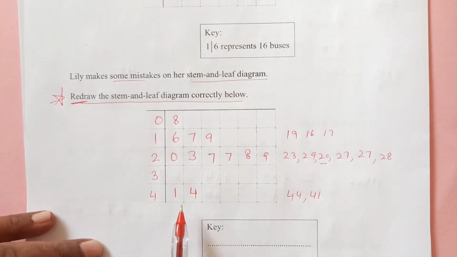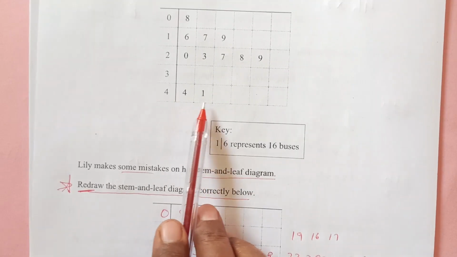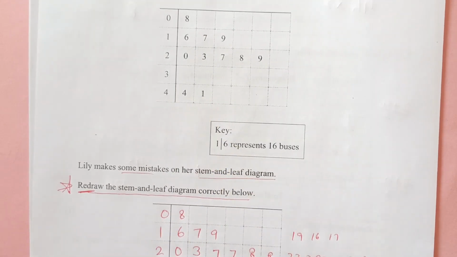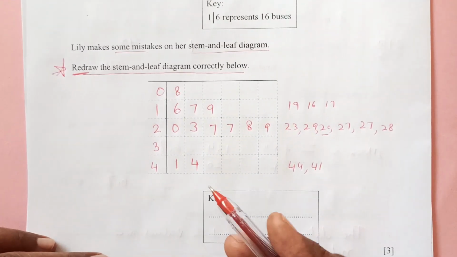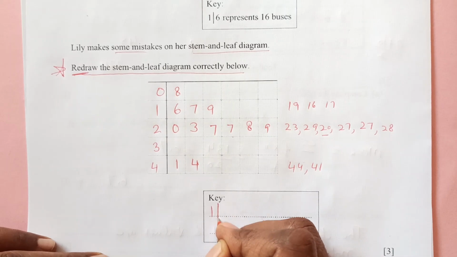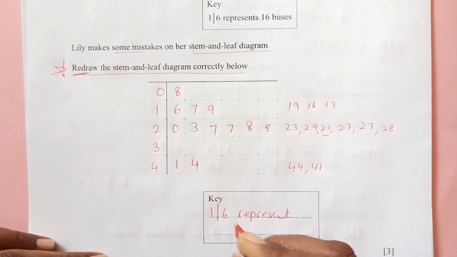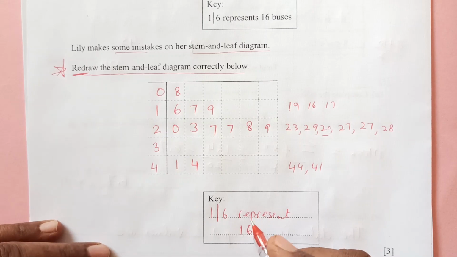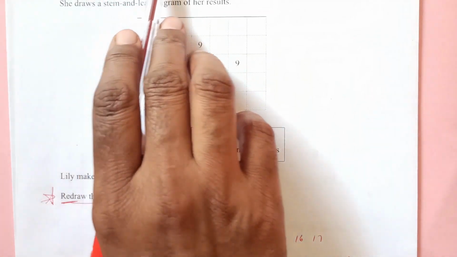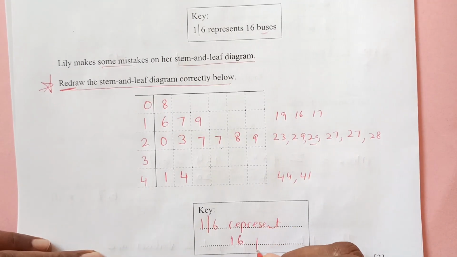So like you see here, the mistake was here, 1, 4. So she has not ordered that and she missed 7 here also. Okay, so that's it. And the key is going to be the same, like 1, 6 represents 16. There is a mistake also here. Lily counts number of people, so these are not buses, these are number of people, 16 people.